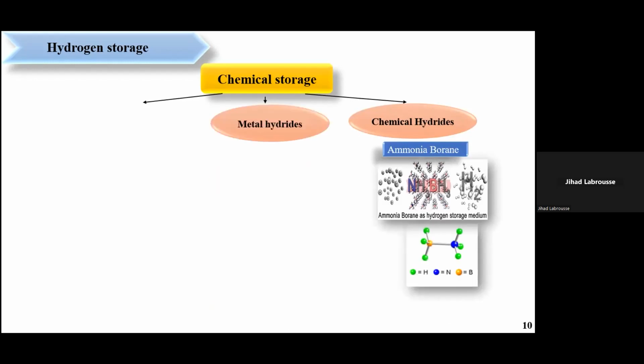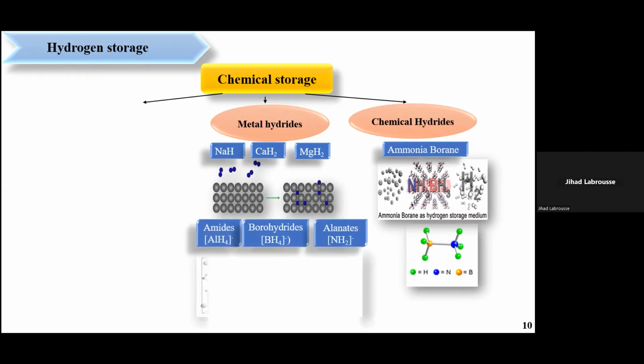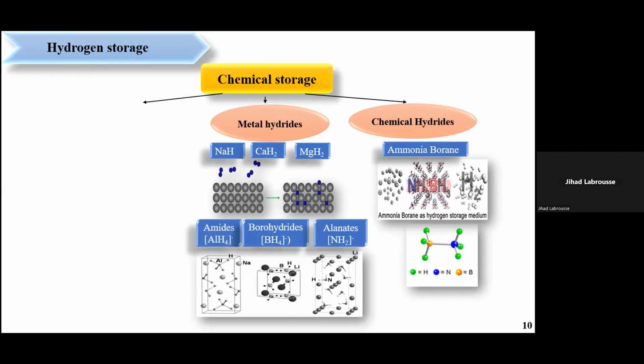The second category is metal hydrides, such as sodium hydride, calcium hydride, and magnesium hydride, in which the hydrogen is dissociated on the surface. After that, there is a diffusion in the metal, and the last step is formation of the hydride. There is another family called complex metallic hydrides, which are amides, borohydrides, and alanates. These materials are considered good materials for hydrogen storage applications.